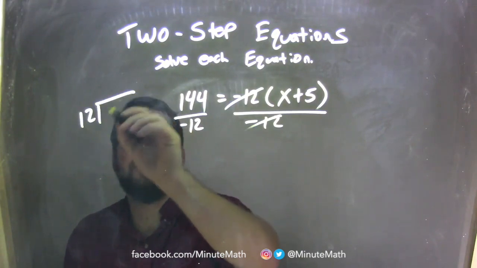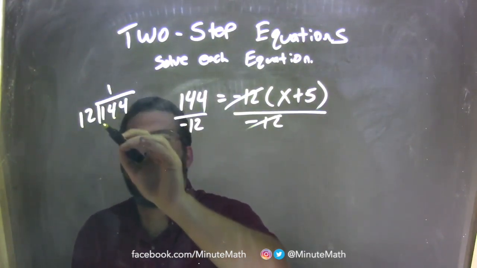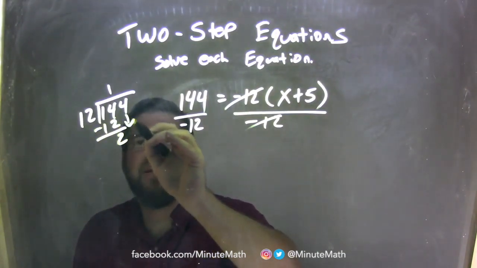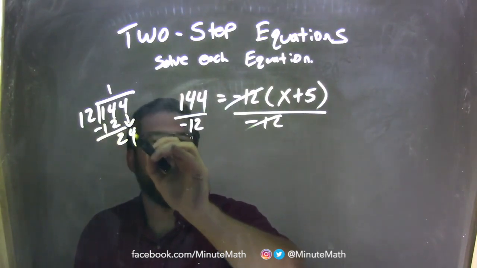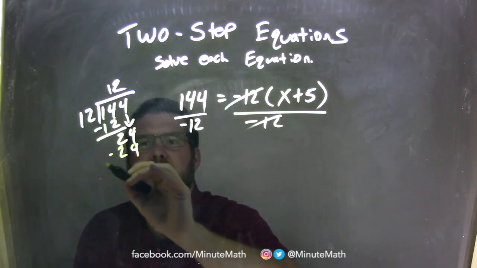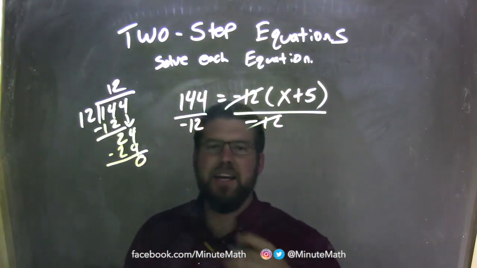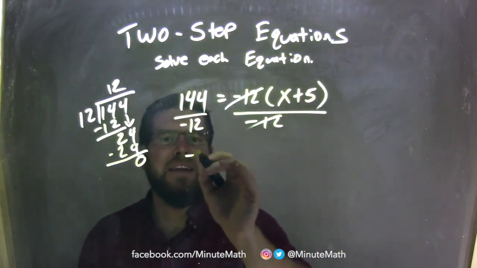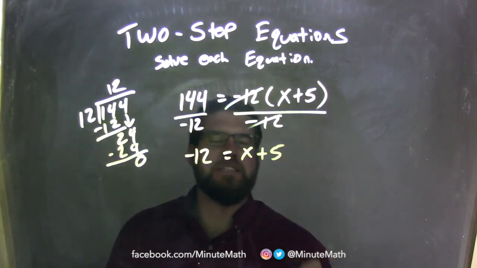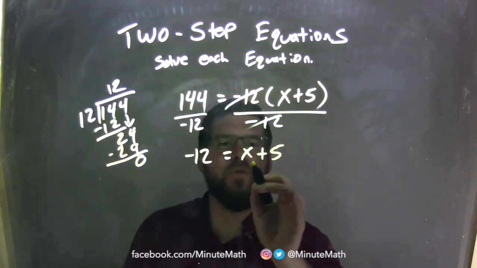So if 12 goes into 144, well, 12 goes into 14 one time. Bring down the 12. I subtract them. 14 minus 12 is 2. Bring down the 4. 12 goes into 24 2 times. Right? 2 times 12 is 24. And there we go. We're subtracting to 0. Done. Now we have a positive divided by a negative is going to be negative. So we have a negative 12 here. Bring down just the x plus 5, which is left. And I got rid of the parentheses there. So now I have negative 12 equals x plus 5.